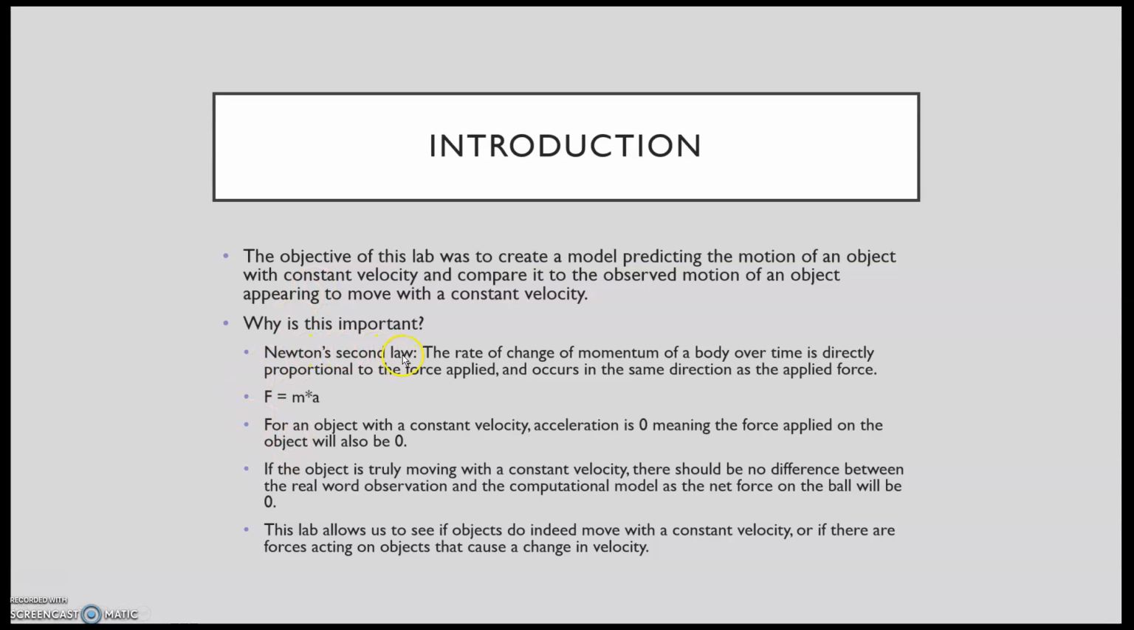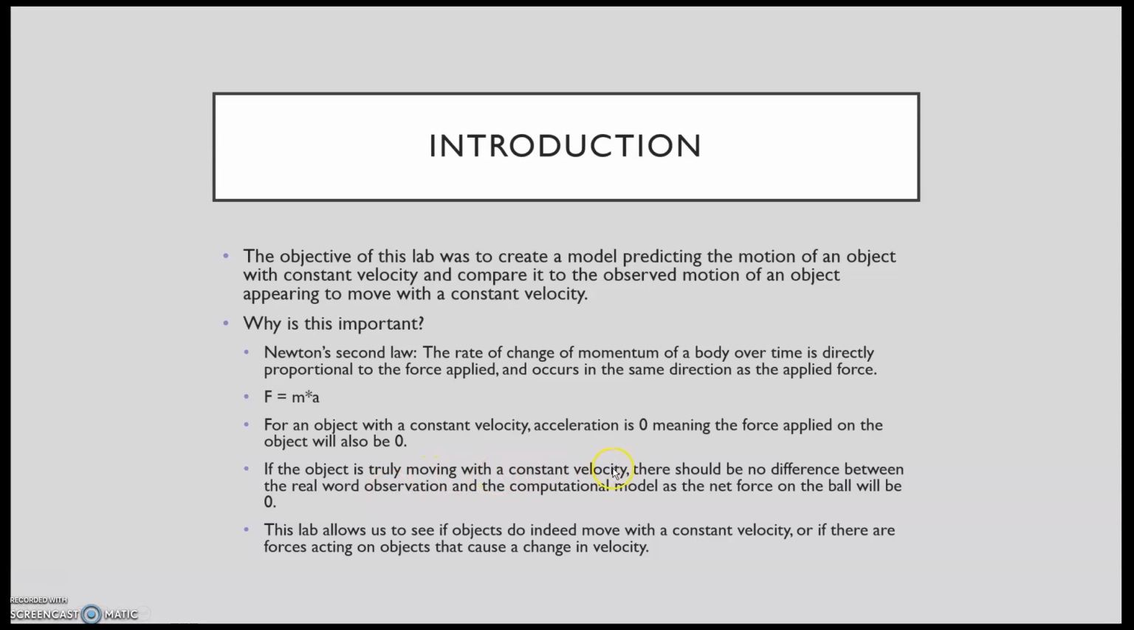Well, Newton's second law basically tells us that the acceleration of an object is directly proportional to the force on an object. And for an object with constant mass, we can simplify this into the formula F equals ma. And for an object with constant velocity, since the acceleration is going to be zero, the net force for this system is going to be zero on the object. So the acceleration is going to be zero, and the velocity should not change for the object.